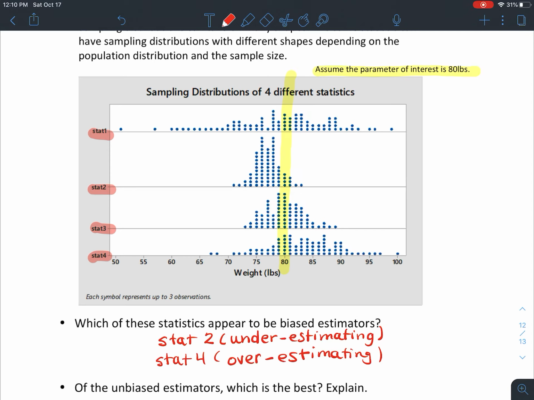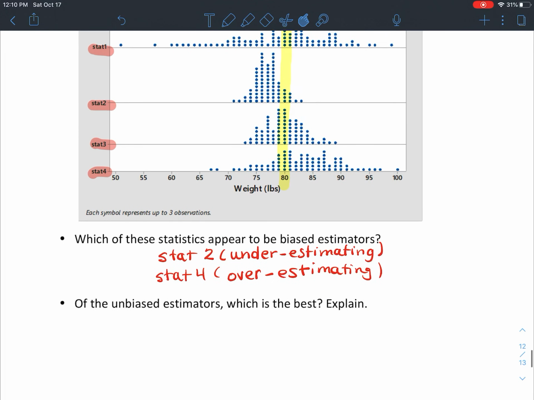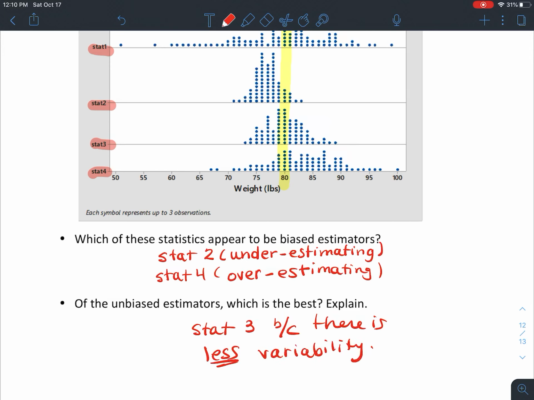Now the next one says, of the unbiased estimators, so now that's talking about stat 1 and 3, which one do we think would be the best one to use? Well, anything that has less variability, less spread is always better. So even though 80 is maybe roughly the center of stat 1 and roughly the center of stat 3, because stat 3 only spans from maybe about 72 to 89, and stat 1 goes from 50 up to maybe roughly 97, it would be much, much better to choose stat 3. So we're going to say stat 3, and our reason is going to be because there is less variability.